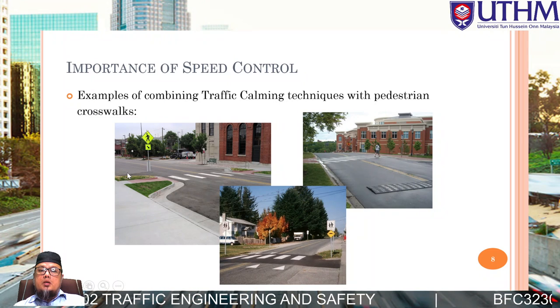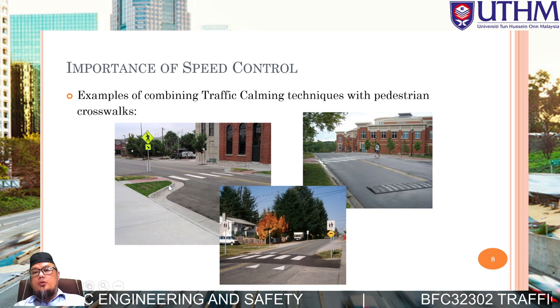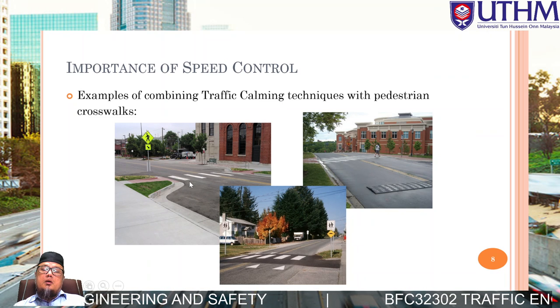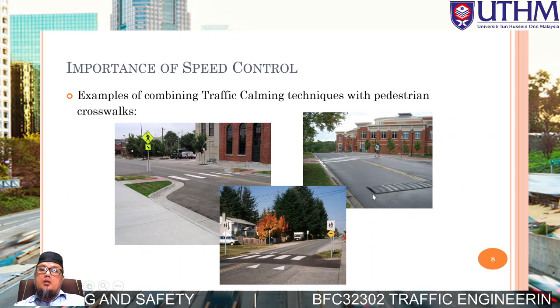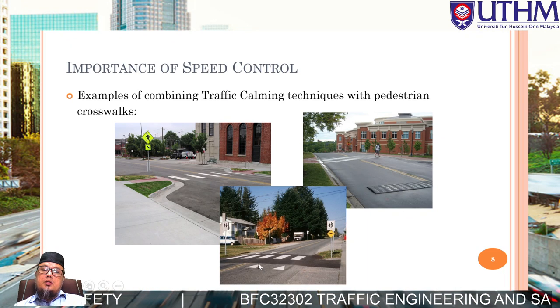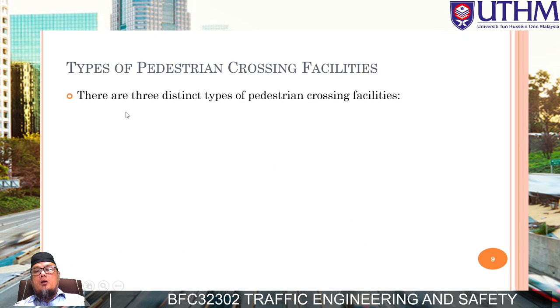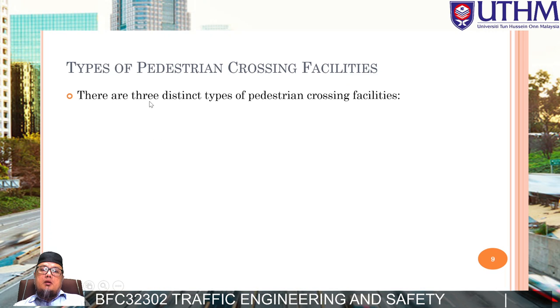So these are, I think, the choker, they just narrow the road and put in the zebra crossing. This one has a crossing in conjunction with the speed hump. This one is crossing, they just do a raised crosswalk. Okay, the types of pedestrian crossing facilities. There are three distinct types of pedestrian crossing facilities.